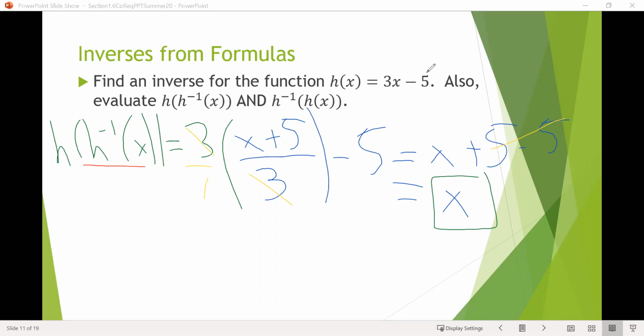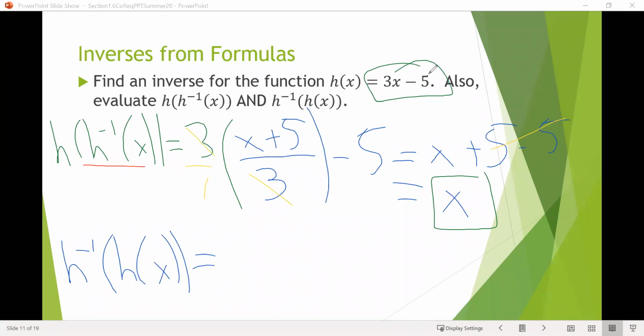Now let's look at what happens if we do it the other way around. So now let's do h inverse of h of x, which means now the original function, h of x, which is 3x minus 5, will get plugged into the inverse function. So in the place of the x in the inverse, we'll put a 3x minus 5.